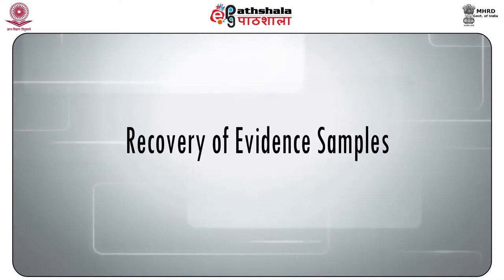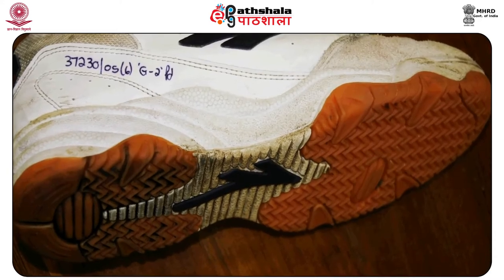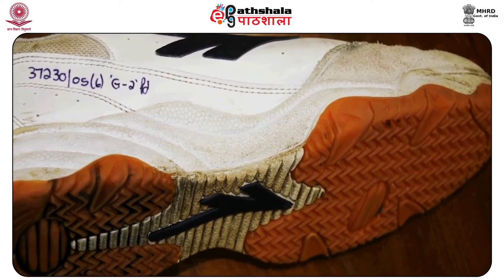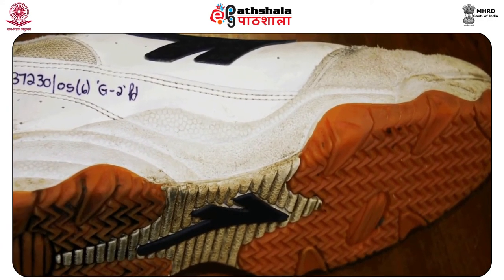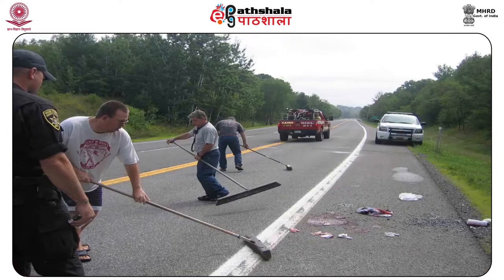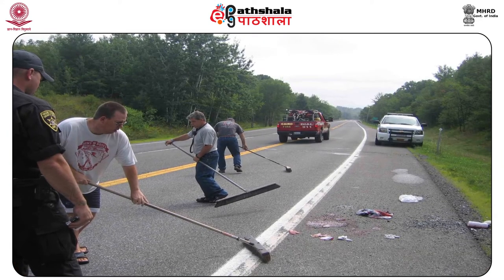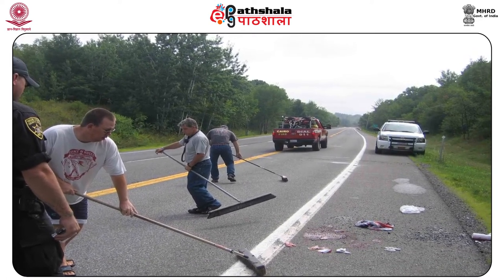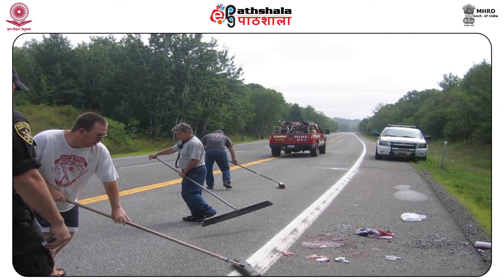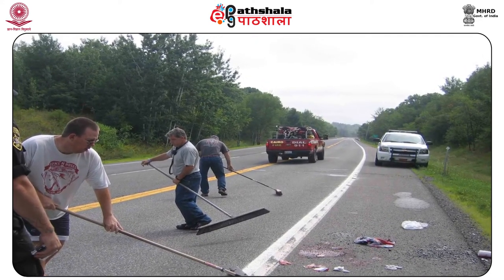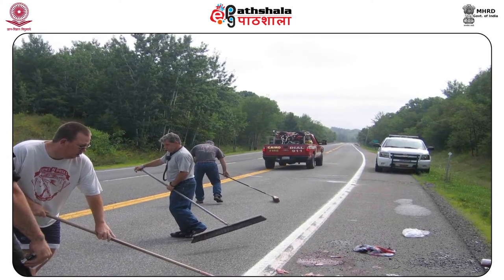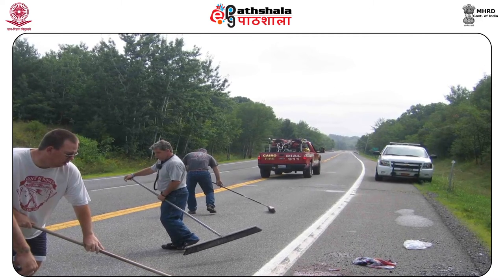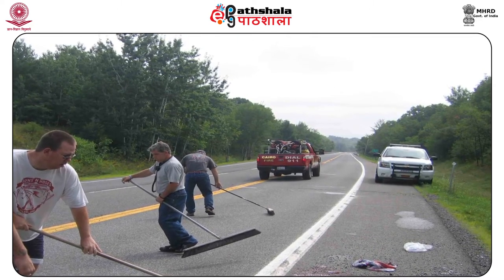Recovery of evidence samples. Wrap shoes or clothing or other objects contaminated with glass in paper before submitting to the laboratory for examination. All glass found at hit and run scenes should be recovered. As there is possibility that all glass found at hit and run scenes should be recovered, the search for glass samples should not be restricted to the point of impact. Headlight glass may be dropped off at some distance away as the car leaves the crime scene.